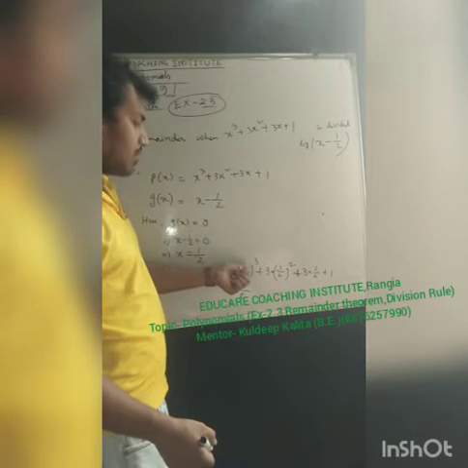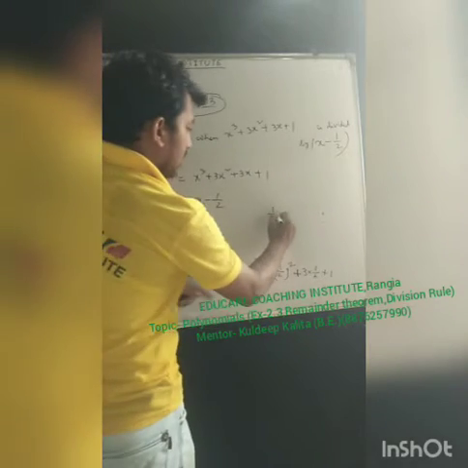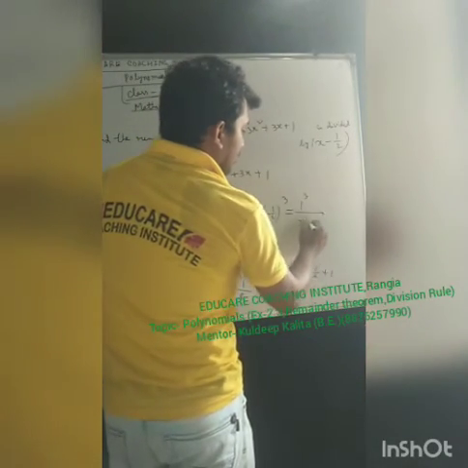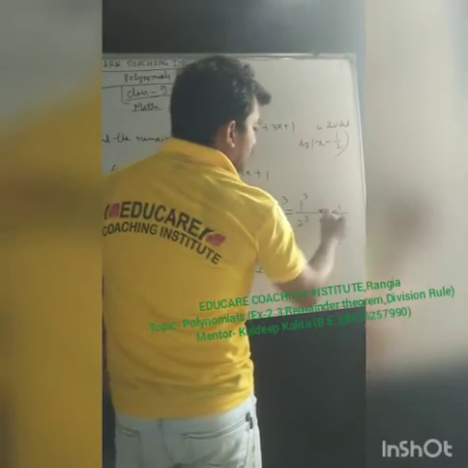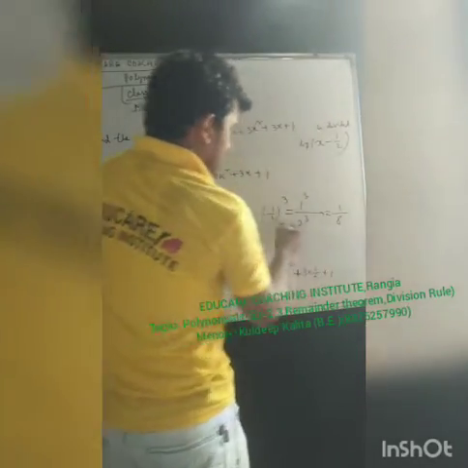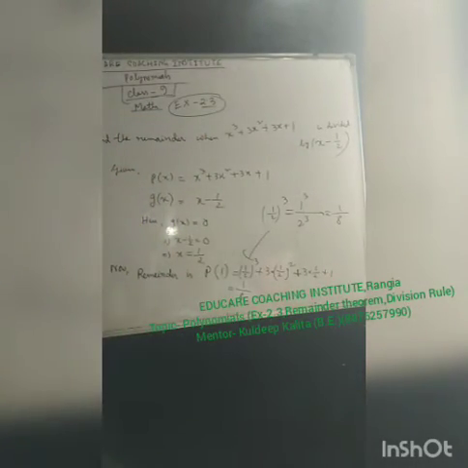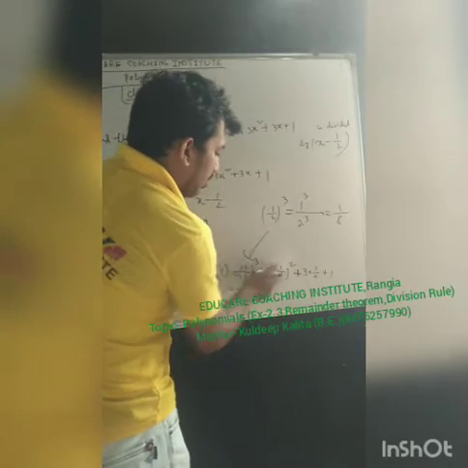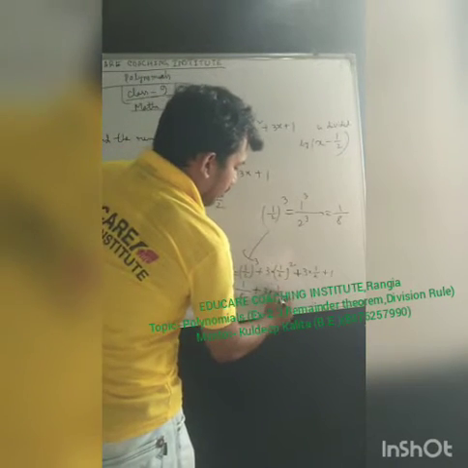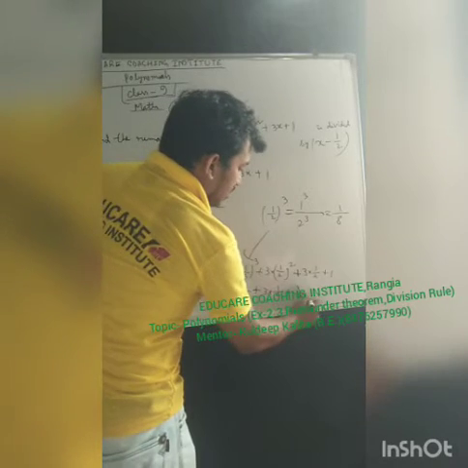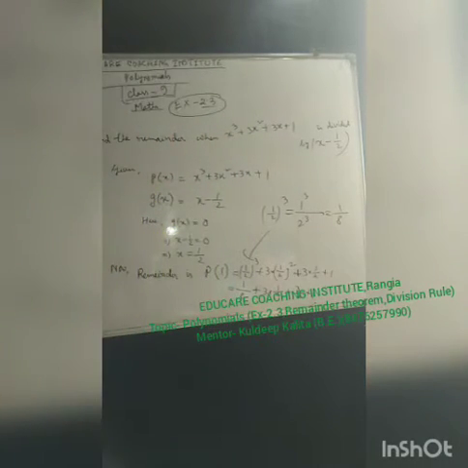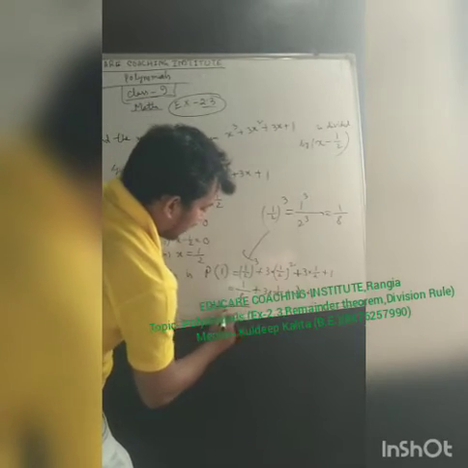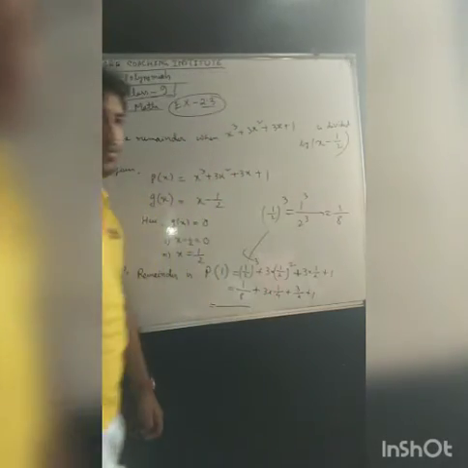1 cube means what? 1. It is referred how it can be done. 1 cube by 2 cube, 1 into 1 into 1 equals 1, and 2 cube means 8. Like that it can be done, okay? Plus 3 into 1 by 2 whole square means 1 by 4, 3 by 2 plus 1. Okay? Now you can make the LCM of 8, 4, 2.